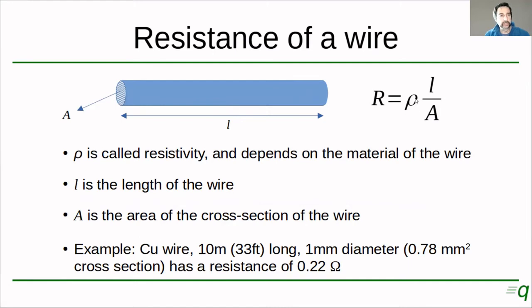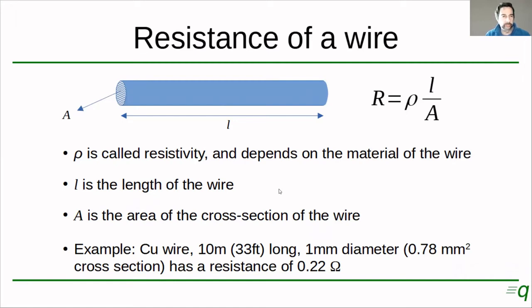So resistance is affected by this factor rho, which is called resistivity and depends on the material. Copper will have a very low resistivity, carbon will have a fairly high resistivity, and plastic will have a very, very, very high resistivity. And then you have L over A, where L is the length of the wire, and A is the cross section of the wire. So the longer the cable, or the higher L, the higher the resistance, and the higher A, or the higher the cross section, the lower the resistance.